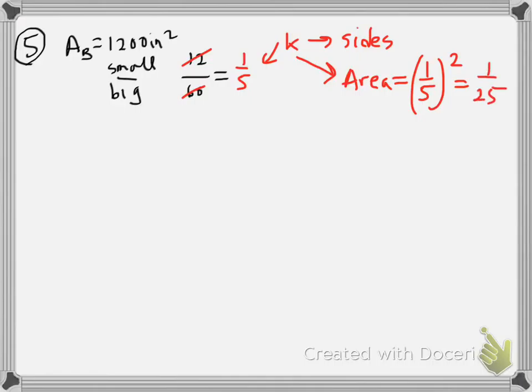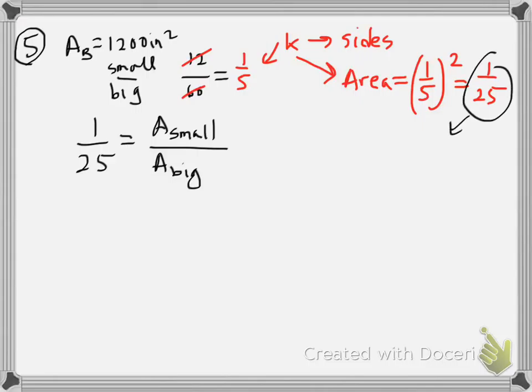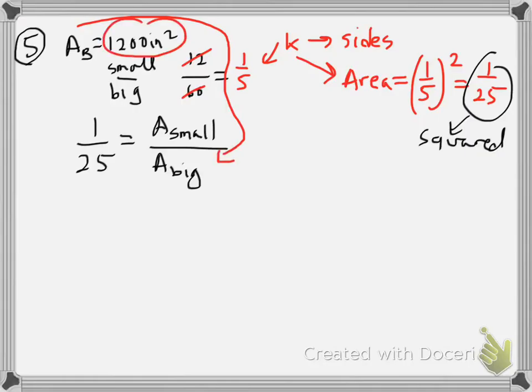So here's how that would work. The area scale factor is 1 over 25. The area of the small one divided by the area of the big one. Now remember, this was the other scale factor squared, 1/5 squared. So we just have to put in some numbers here, and we actually know the area of the big one. They told us right here. The area of the big one is 1200 right there. So I'm going to erase the big thing here and put 1200.